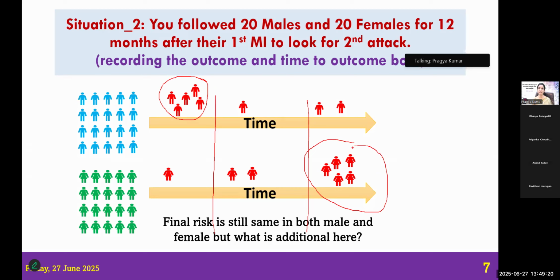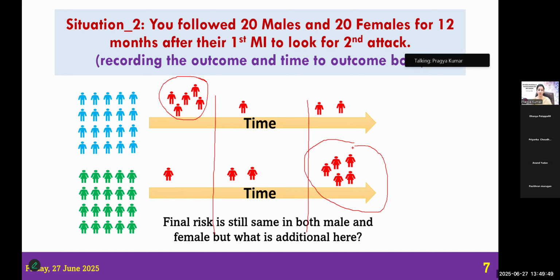So the final risk is the same in both men and women, because you have seen that it was 40% in both. But can we say something from this? Are we getting some additional information from this slide? And what is that? Again, the men are developing the second attack soon after the first attack, whereas the women are developing the second attack of MI quite later after the first attack.